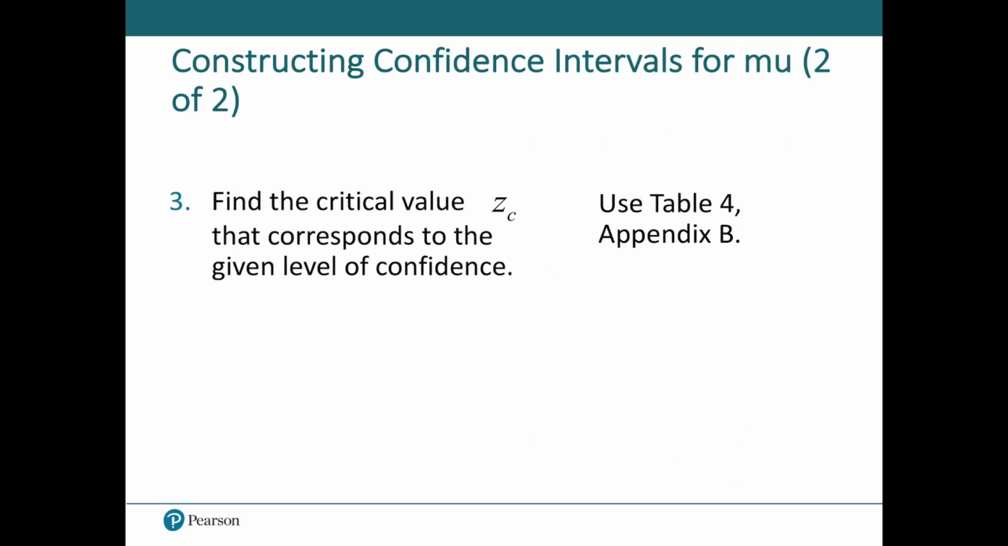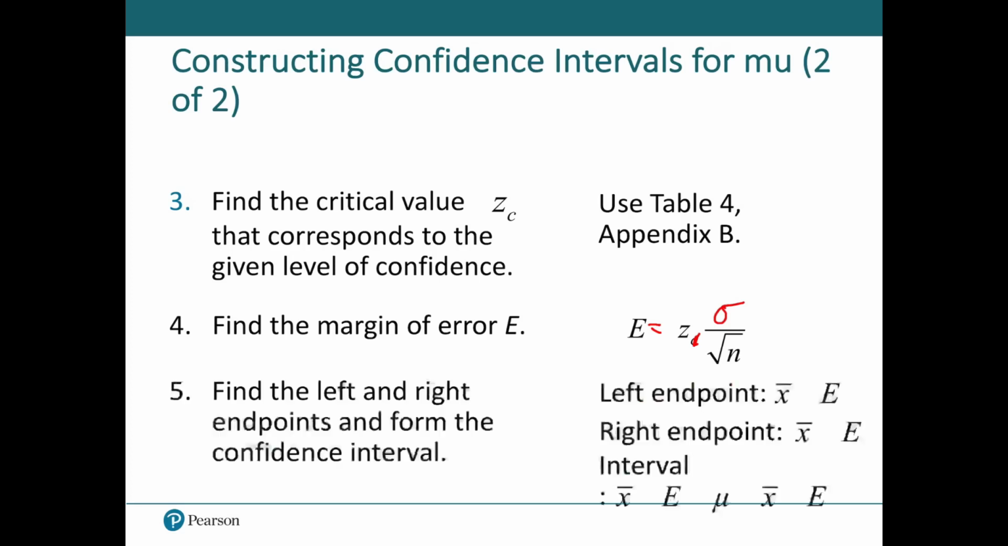So let's see, constructing confidence intervals from sigma. Continuing with this thought, find the critical value z and use table 4 that corresponds to the given level of confidence. The 3 that I listed are the only ones that I will have you use. So of course we find the margin of error, which we've already done. E is equal to z times sigma over square root of n. Some books use z asterisk, different notations for different books. Z is fine.